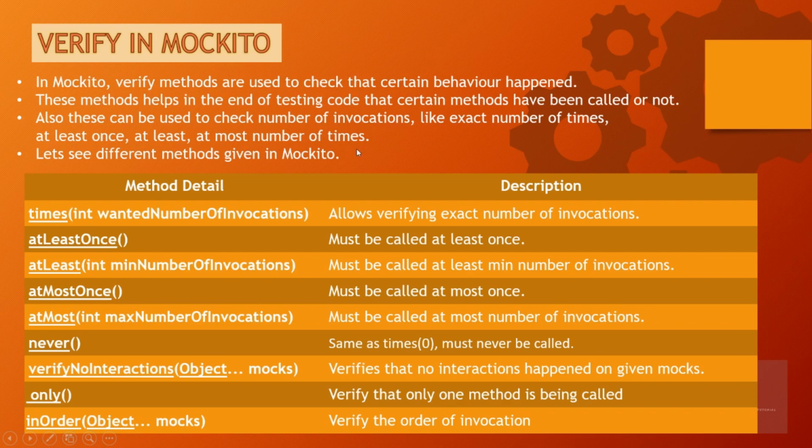Also, these can be used to check the number of invocations, like an exact number of times, at least once, at least, or at most a number of times. So there are different methods given in Mockito to use verify. We have times, at least once, at least, at most, at most once, never, verify no interaction happened, and only in order. To understand these methods, let us write some code and see how they work.